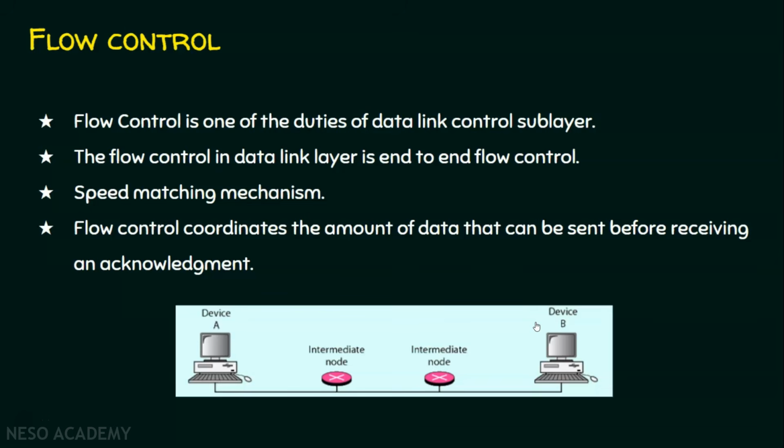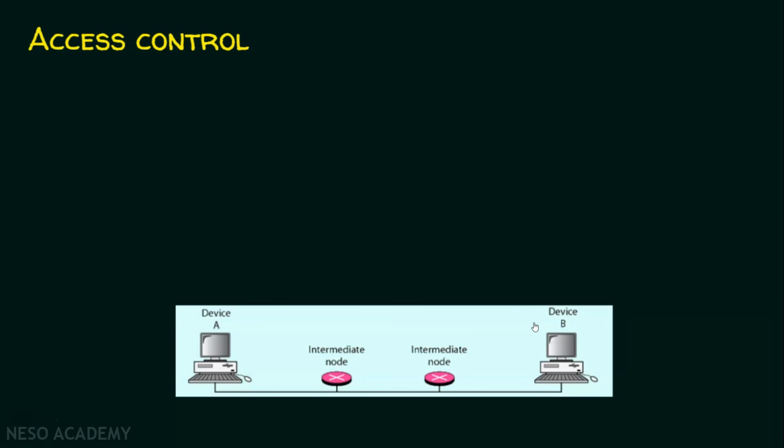So we are done with the three services. We will move on to the fourth service. Access control is the fourth service. In access control, we will be dealing with media access control. Suppose this is a common media where end devices want to send data. How are all these 10 devices going to use this common media in order to send their data without collision? That is dealt with by the media access control. We will talk about this media access control elaborately in the upcoming lecture. For the time being, access control means media access control.